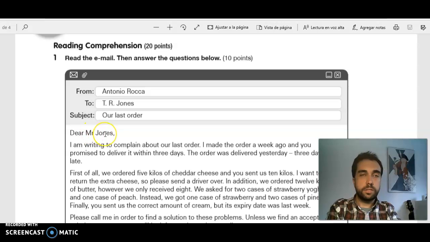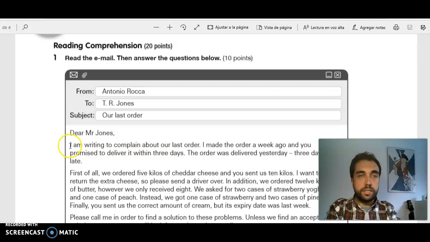Basically, there are two ways. The first way is when we know the name of the person. If we know the name, we write the surname. For instance, in this email, Dear Mr. Jones. If we don't know the person, we can say Dear Sir, or Dear Sir or Madam if we don't know the gender.